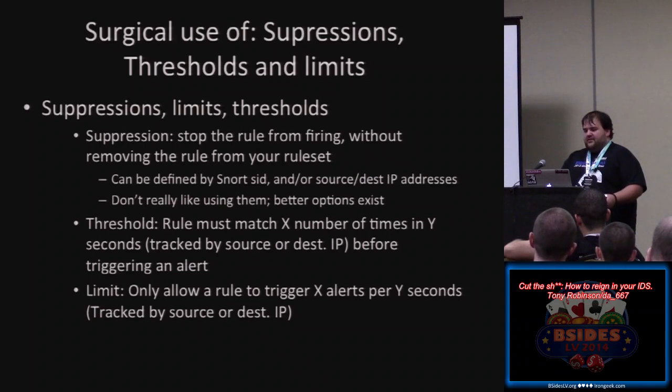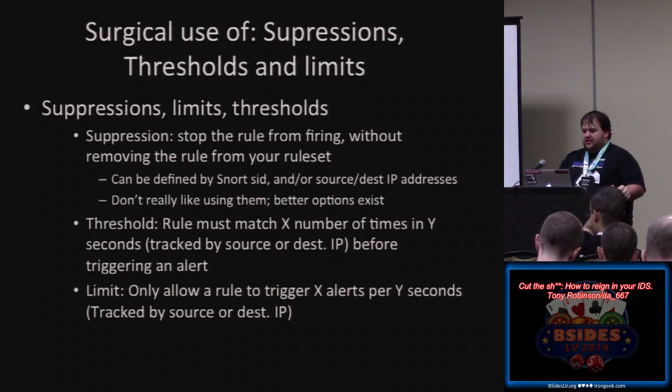Thresholding is the concept that a rule must match, or a content match must occur, a certain number of times within a certain number of seconds before we trigger a single alert. Then finally we have limits here that say we only want to see X number of alerts if it's triggered within Y number of seconds. I personally love limits the most.